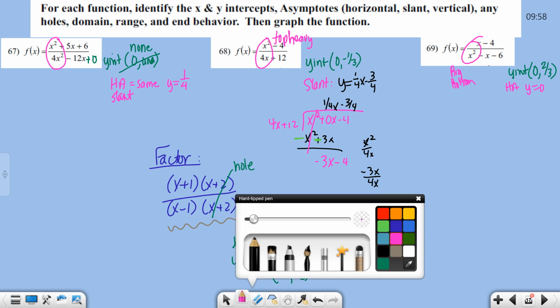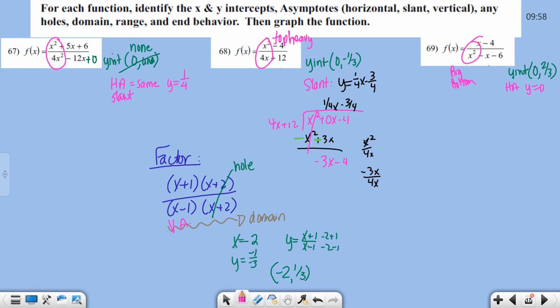All right, what's next? Anything left in the denominator is a vertical asymptote. So your vertical asymptote for this one is x equals +1. Anything left in the numerator is an x-intercept. If it's just an x, it'd be at 0. This one, our x-intercept will be at -1, 0. So our domain for this example would go -infinity to -2, -2 to 1, 1 to infinity.